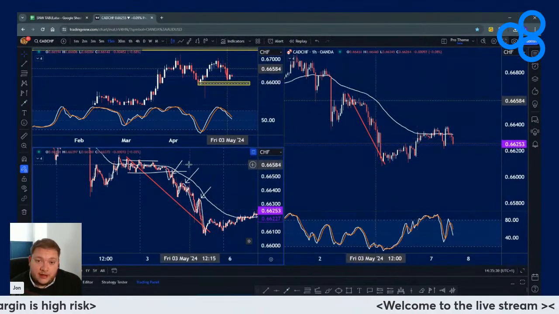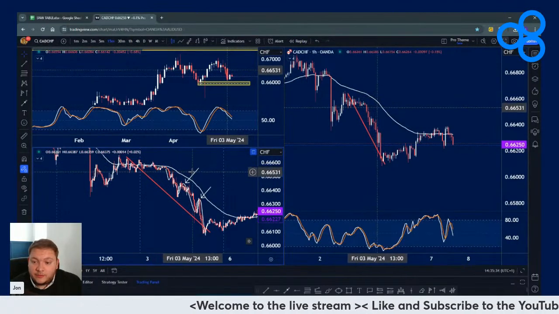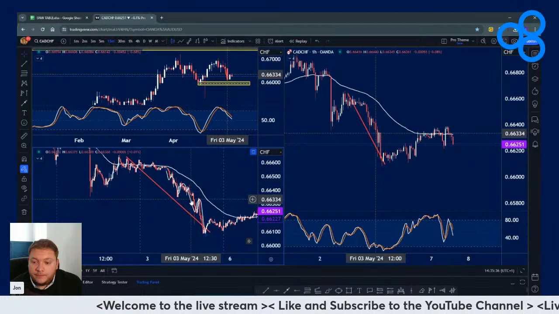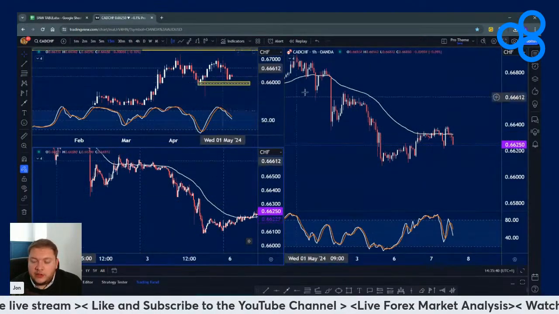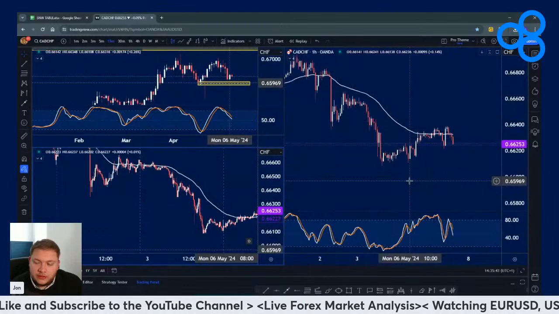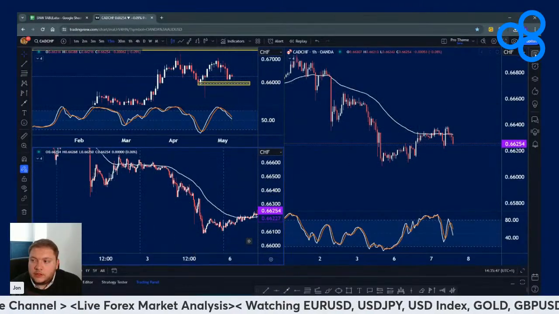Would I necessarily trade CAD Swiss on a lower time frame? You know, depends on what your spreads are like. So just be careful with that. I think with your cross pairs, you're more likely to look for higher time frame opportunities. So yeah, keep an eye on that.